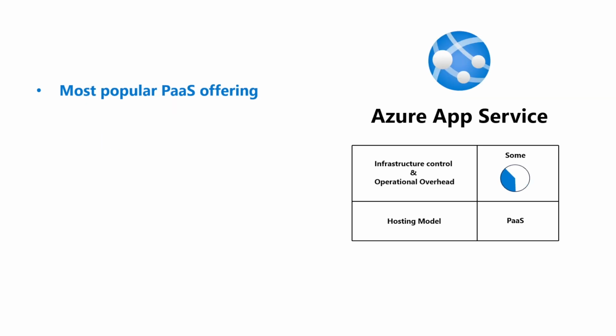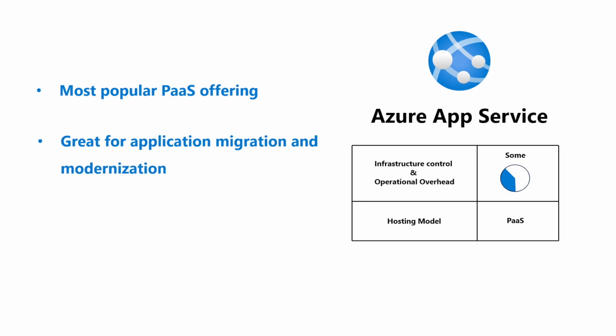There's no other platform as a service offering that's more used than Azure App Service. If an organization wants to move to the cloud or modernize their legacy applications, App Service is a great place to start. Compared to other PaaS offerings, Azure App Service is one of the most customizable, with many features to deploy, run, and manage your applications.